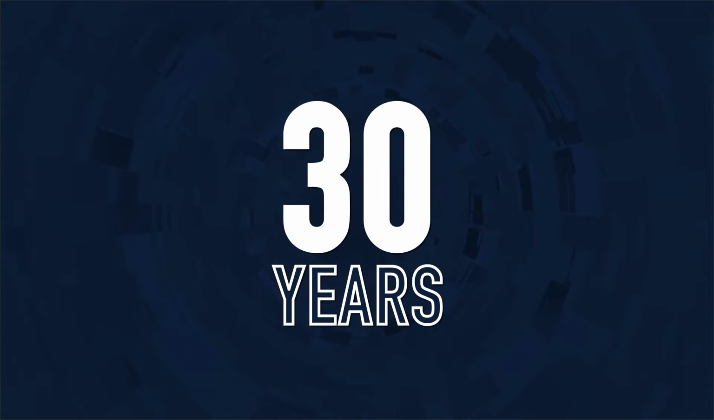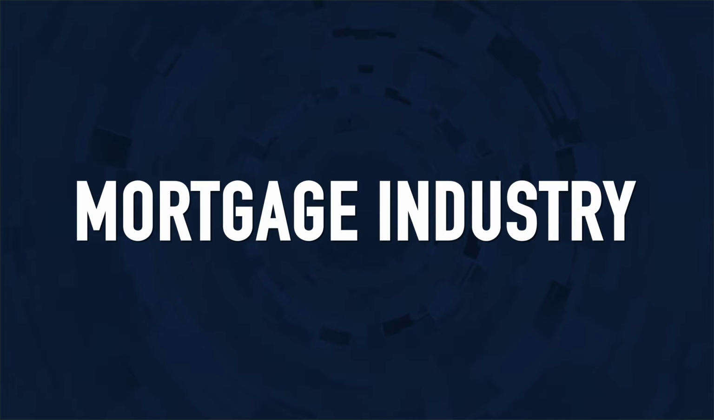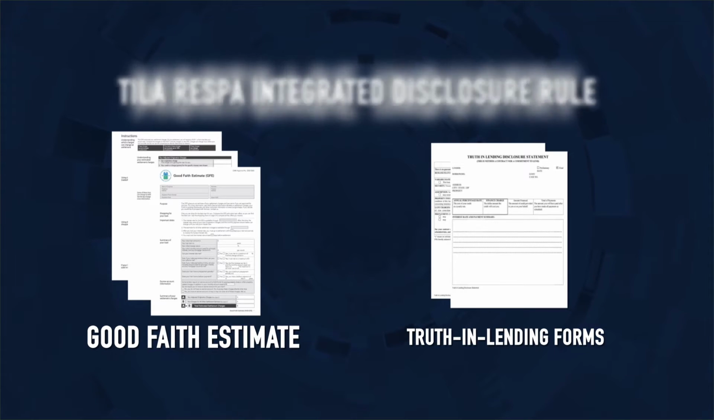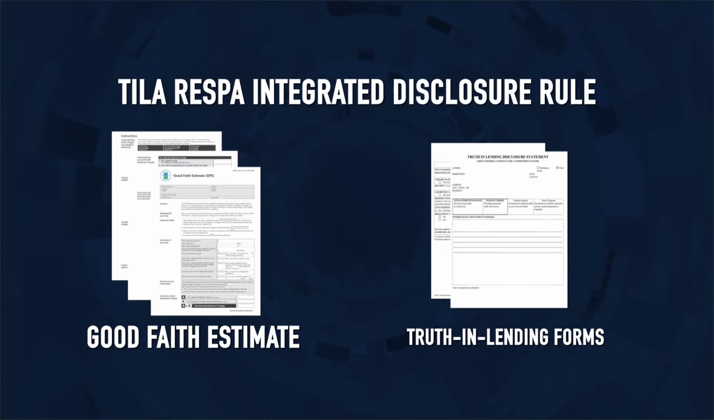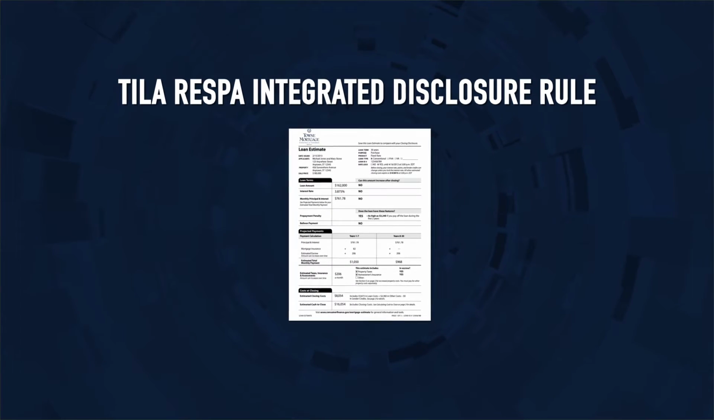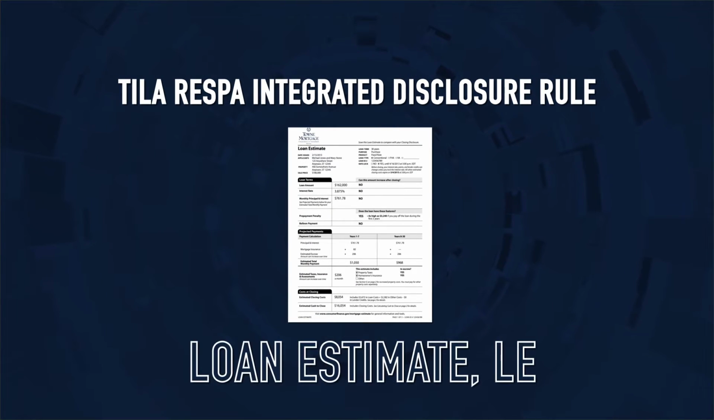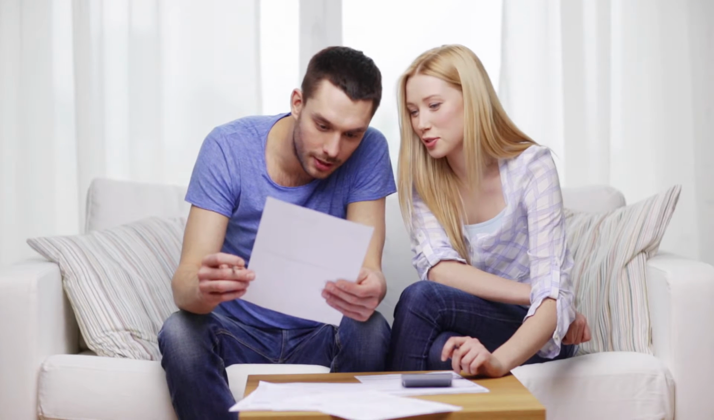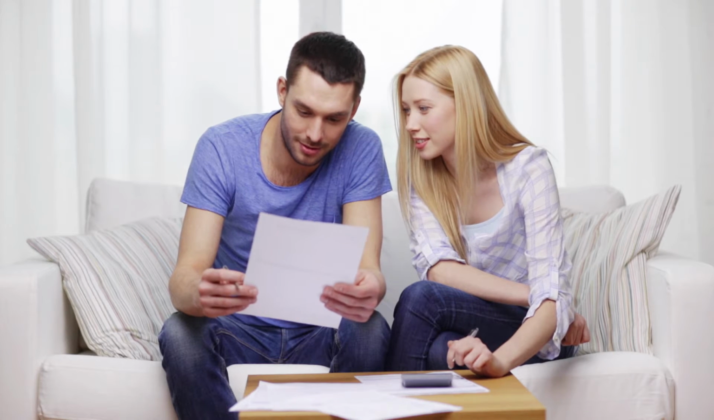For more than 30 years, the mortgage industry has functioned using the good faith estimate and the initial truth in lending forms to disclose loan costs to consumers. This has changed through the TILA-RESPA Integrated Disclosures Rule. These disclosures are now combined into a new form known as the Loan Estimate, or LE. Timing and delivery requirements are essentially the same for the LE as they were for the GFE and TIL.